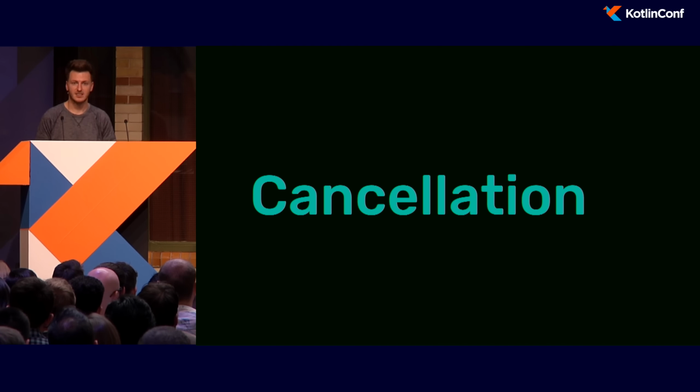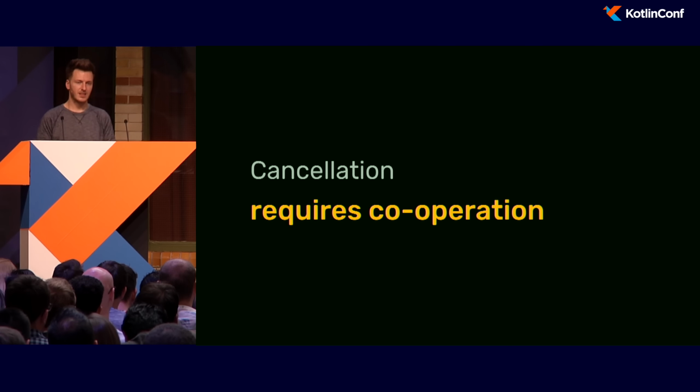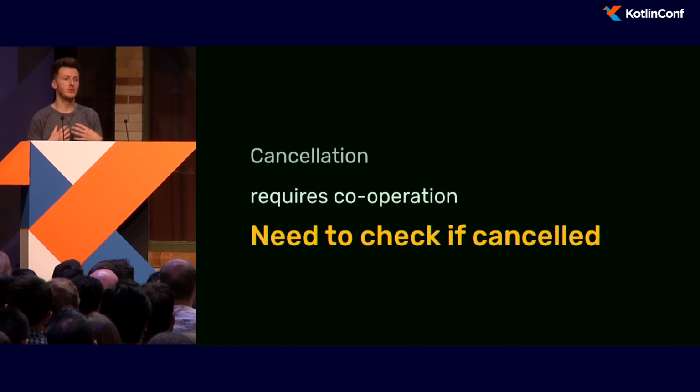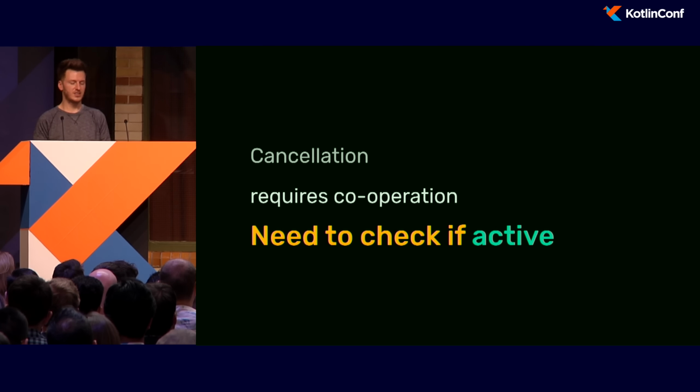So we talked a lot about canceling jobs and coroutines in general, but we should also talk a little bit about how it works. Cancellation requires cooperation. It's a bit like thread interrupts in a way, but a bit less so. Specifically, you need to check in your code whether you have been canceled. Or specifically, you need to check if you're still active. That's what the isActive API is.